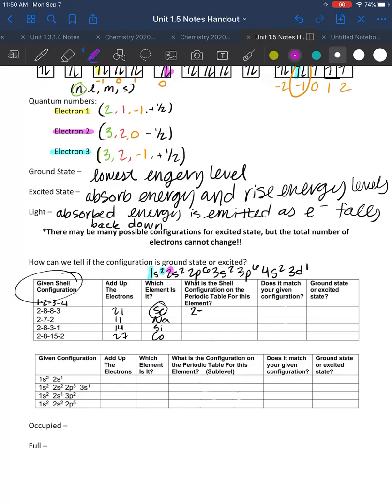Second energy level, I have 2 plus 6, which is equal to 8. And then third energy level, I have 2 plus 6 plus 1 from this 3d over there, which is equal to 9. And then I have, from my 4, just 2. Does 2, 8, 9, 2 match 2, 8, 8, 3? No. So this must mean it's in excited state. All right, let's do the next one.